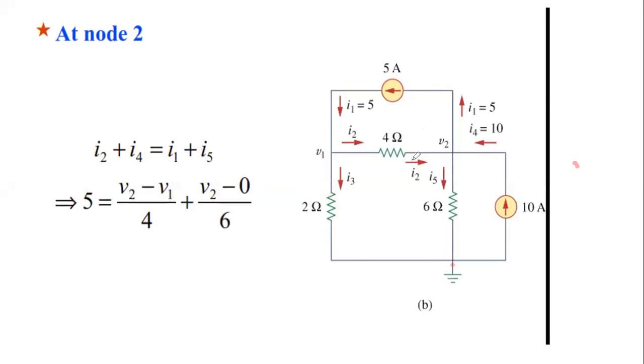Incoming is I2 and I4, outgoing is I5 and I1. Moreover, I4 is 10 ampere and I1 is 5 ampere. So you can just put the value here. Okay. So 10 minus 5 they have already done, because I1 is 5 and I4 is 10. So 10 minus 5, 5. Okay. And the values of I2 and I5, they have written. So I2 again, we have already written in the previous case.